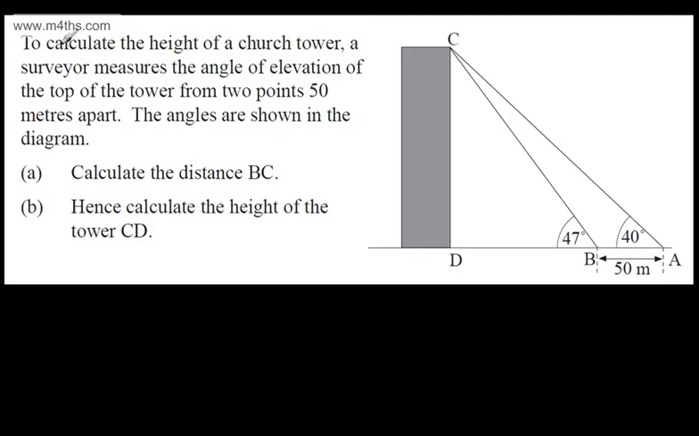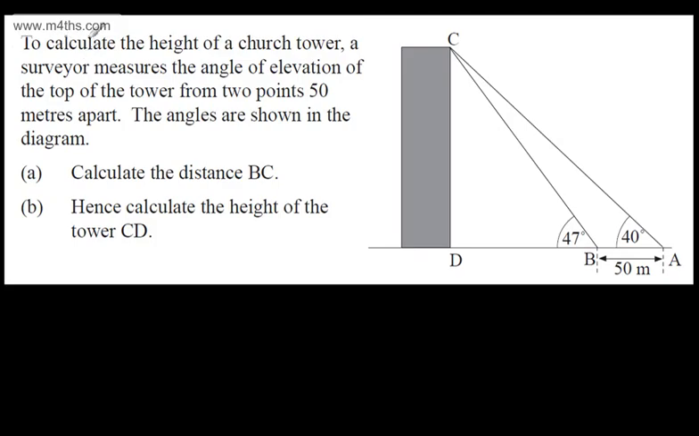In previous videos we've looked at using Pythagoras' theorem, the trig ratios, and the sine and cosine rules for finding missing lengths and angles in right-angled and non-right-angled triangles. In this video we're going to look at some problems in context and use the different skills to solve them. Let's start off with the first question.